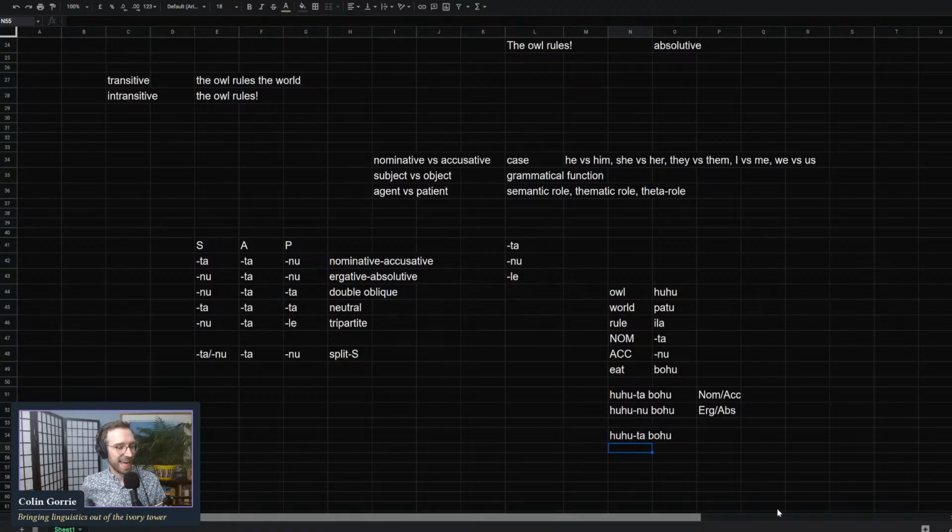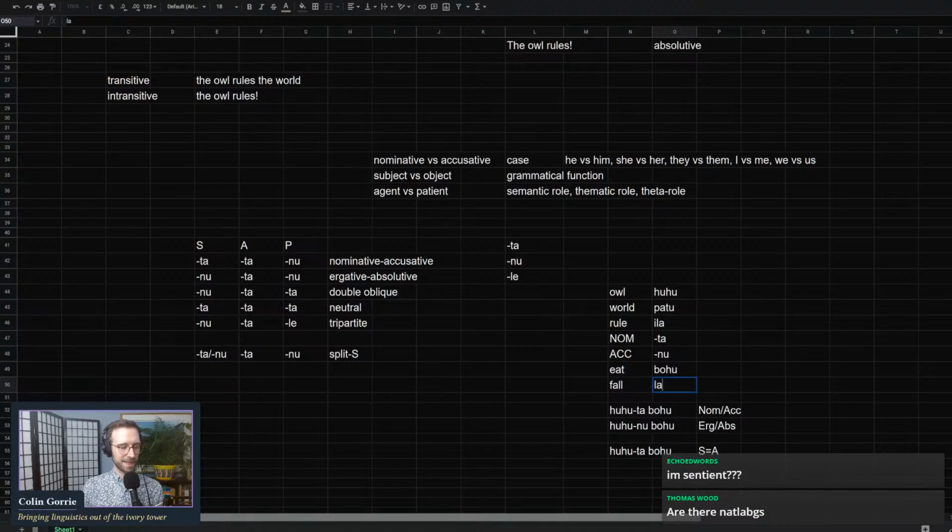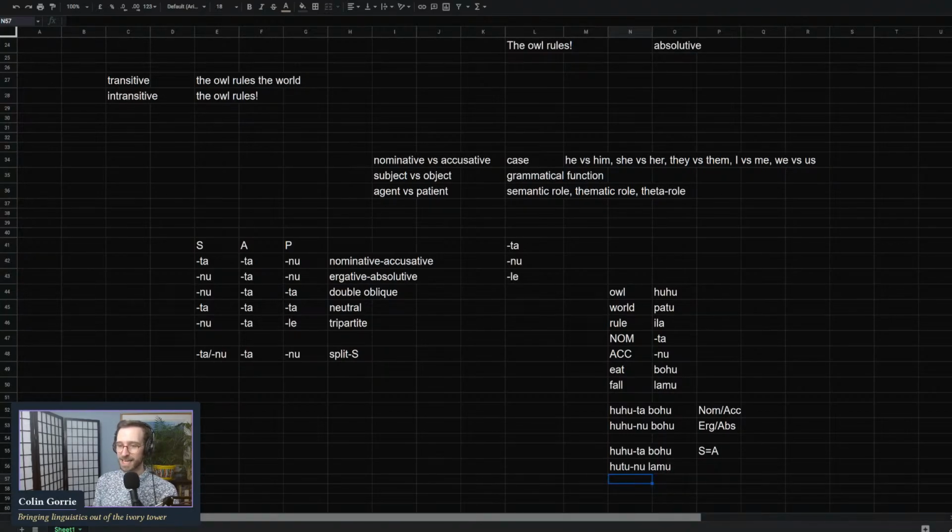marking like an A. So S equals A. But if we have a verb like, let's make up another verb, let's make up a verb like to fall. Something like lamu. That seems like fall. So here we'd have something like huhu nu lamu, because falling is a kind of action where the subject is not very agent-like usually. The subject undergoes a change of state. Often you fall by accident, not on purpose. So this is S equals P.